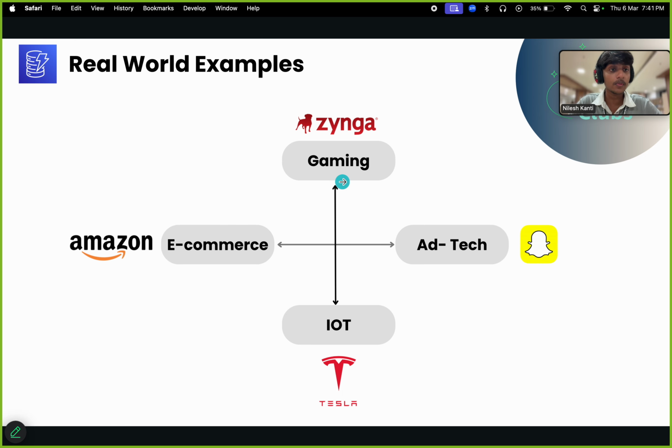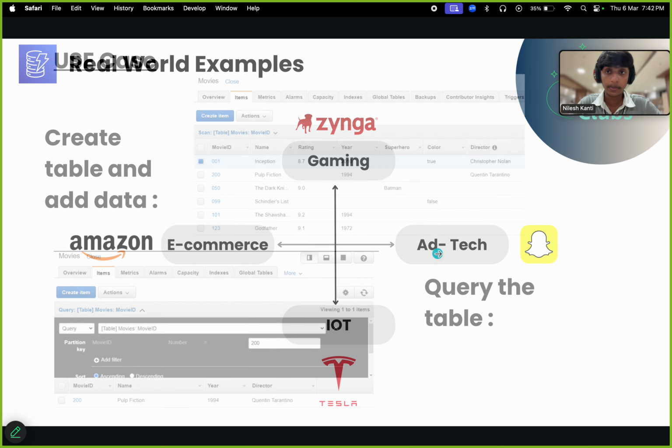Some real-world examples of DynamoDB include gaming technologies. For example, in Zynga, DynamoDB is used to store user data and show a real-time leaderboard. In IoT, Tesla uses DynamoDB to handle the data of thousands of connected vehicles. In ad tech as well, Snapchat uses DynamoDB to handle millions of ad requests. In e-commerce, for example in Amazon itself, DynamoDB is used for the product catalog and shopping carts.